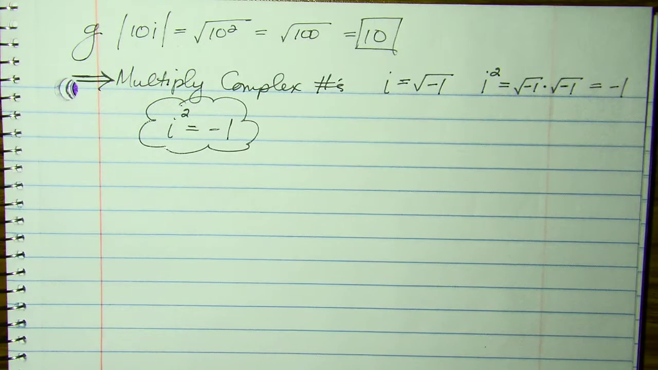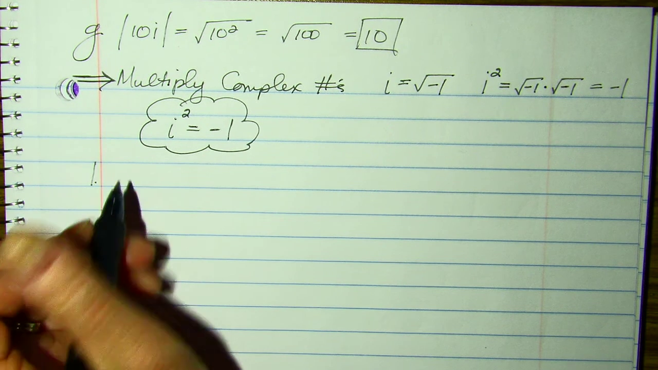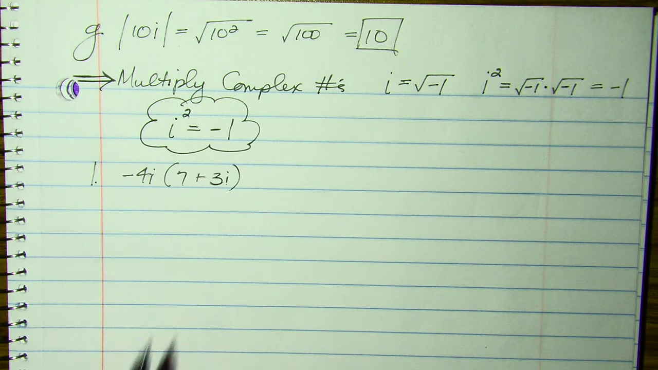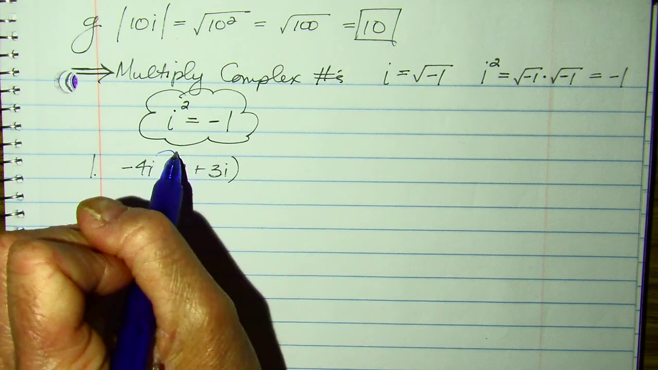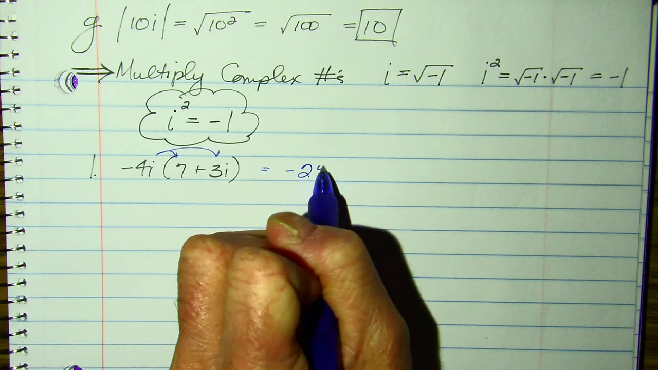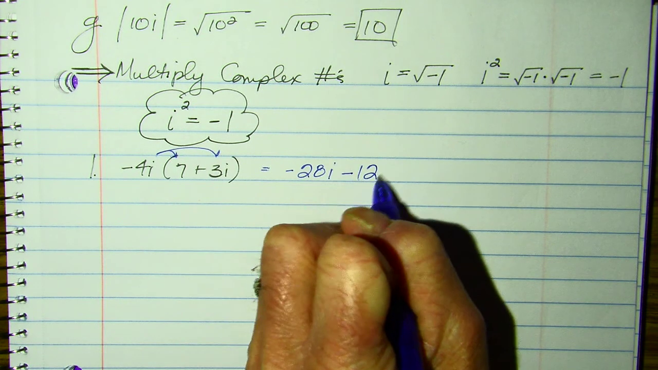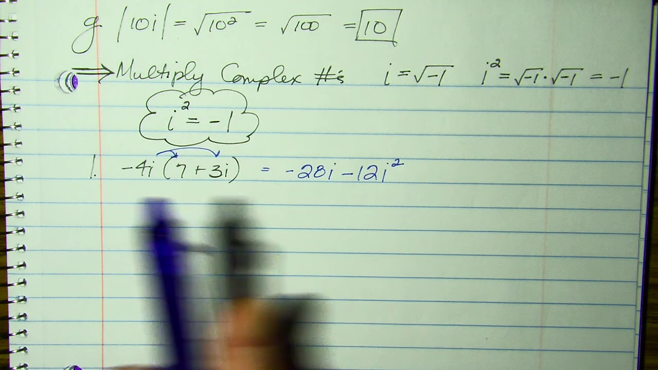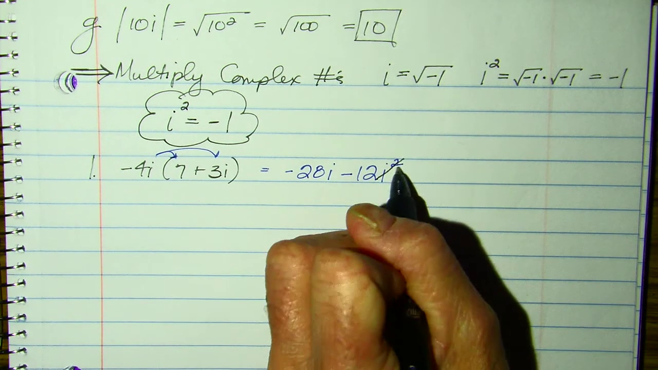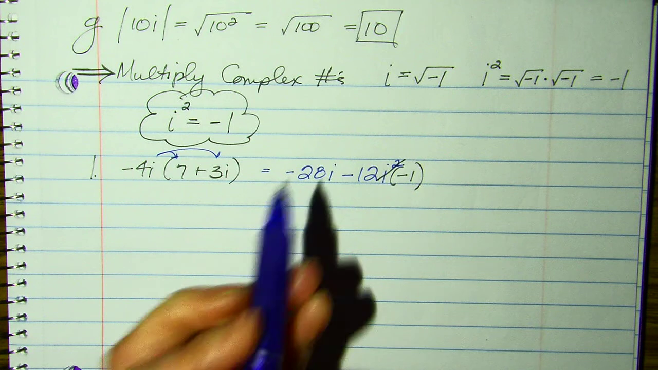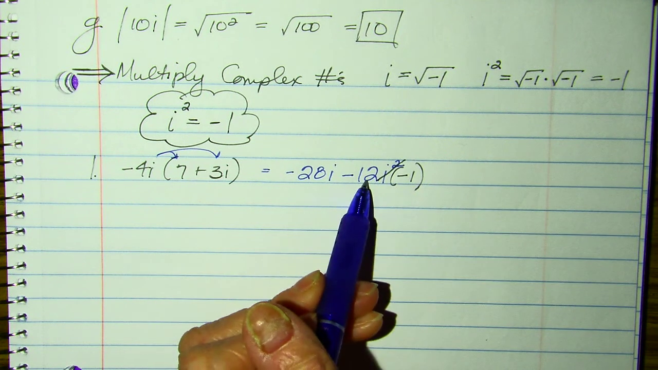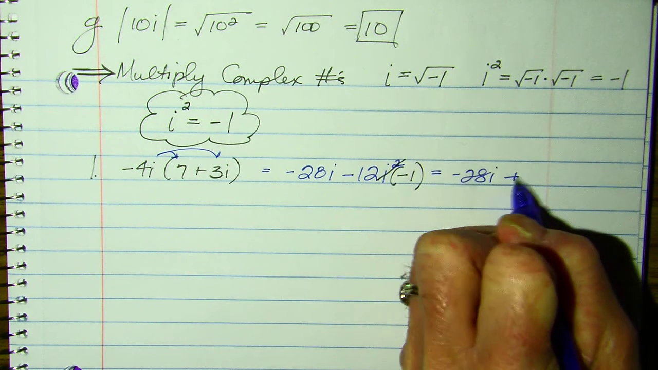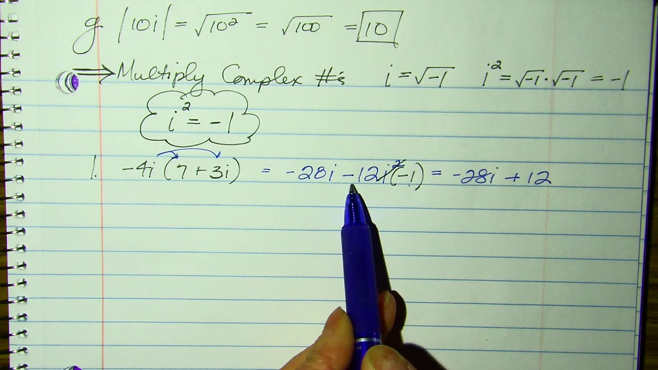Okay? So here we go on multiplying. -4i times 7 plus 3i. So I'm simply going to distribute, and I get -28i minus 12i squared. Now I'm going to replace, right? I know that i squared equals -1. So I technically have -28i minus 12 times -1. So I have -28i plus 12, because the -1 changes the -12 to positive.